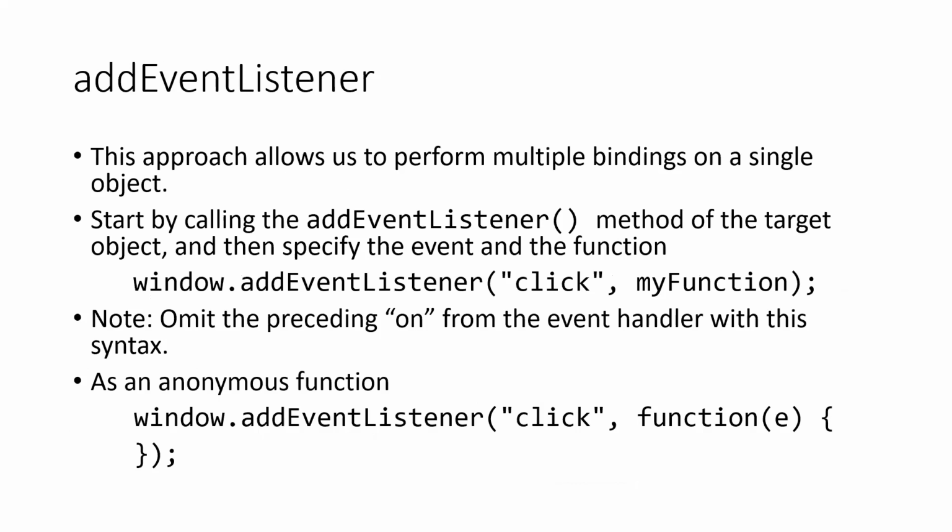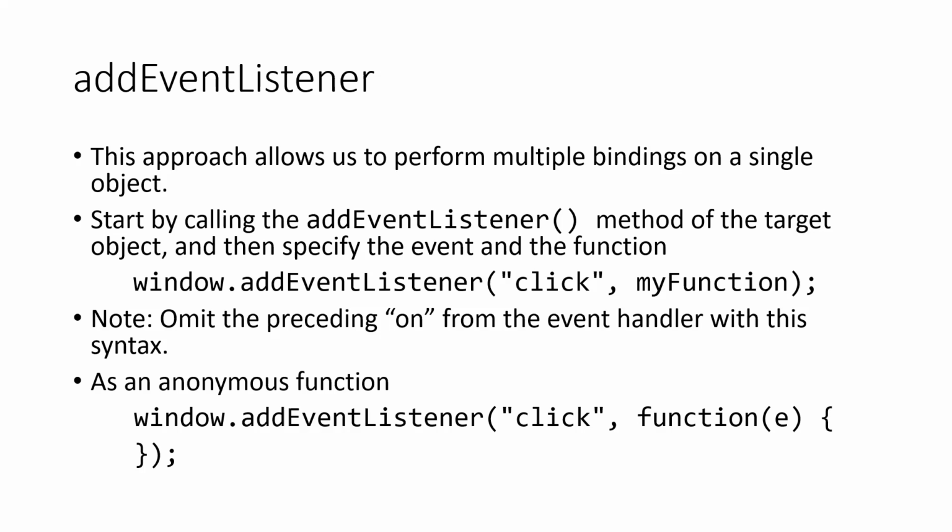The third one is what we call add event listener. So you can use multiple bindings on a single object. For example, you can add a listener and then specify the event and the function, right? Now, for example, let's say we want to apply something to the window. We can say window dot add event listener, and then we say click, that's the event, and then you have the function. So we will have my function, right?